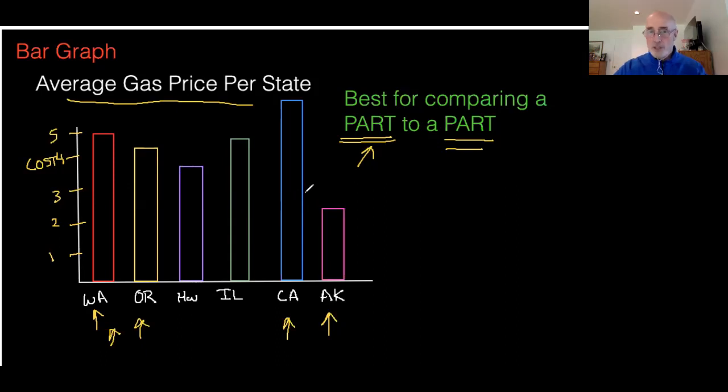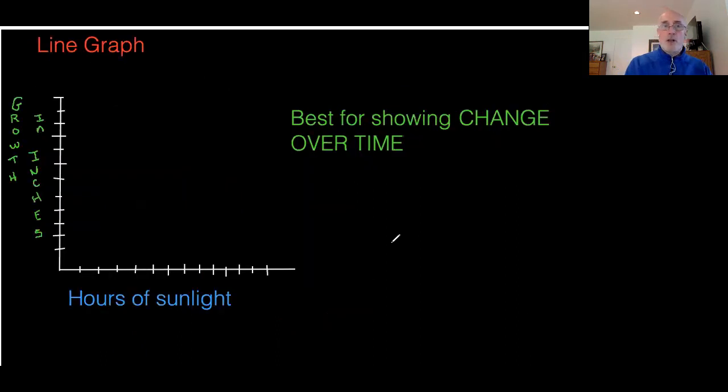If you're giving a presentation for work and you want to show that your fast food restaurant is selling more hamburgers than McDonald's or Burger King or whatever, visually this is really a nice way to do that, to show how we're doing compared to other stores, colleges, restaurants, etc. All right. The third one, and this is the last one, is a line graph.